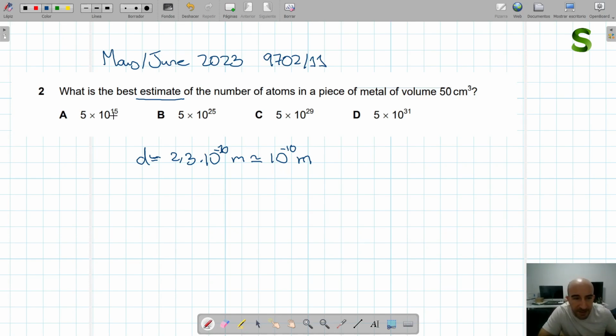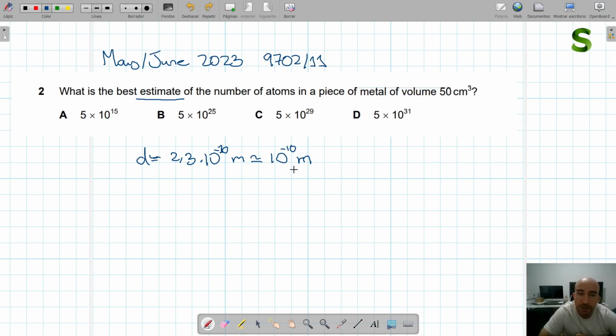And as you see, the answers vary a lot in the power of the tens. So that's 15, 25, 29, and 31. So we just need an approximation. So we can use 2.3 times 10 to the power of minus 10, or we can use directly 10 to the power of minus 10. It won't change much the answer.